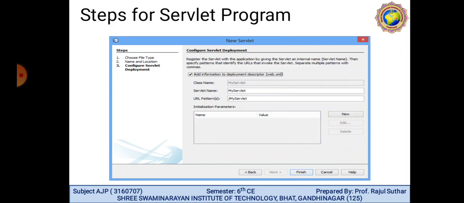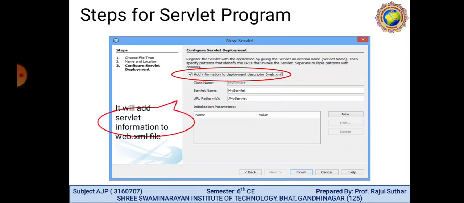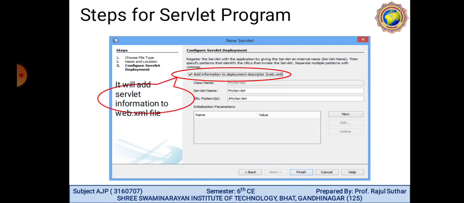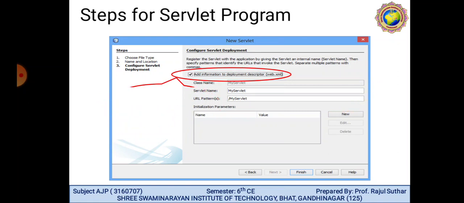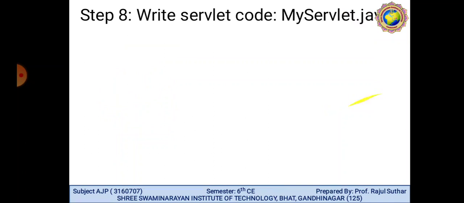Then this is the add information to deployment descriptor. So we require the name of the servlet, the URL pattern is /myservlet, and just click on Finish. It will add the servlet information to the web.xml file. Web.xml is the configuration file of a web application in Java. So just click on the Finish button.